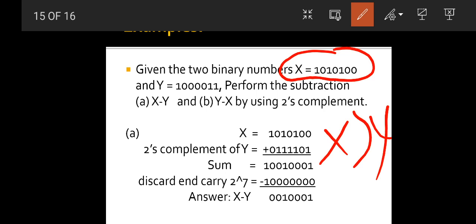So, what's the process if your x or your minuend is greater than your subtrahend? You have to produce an end carry.